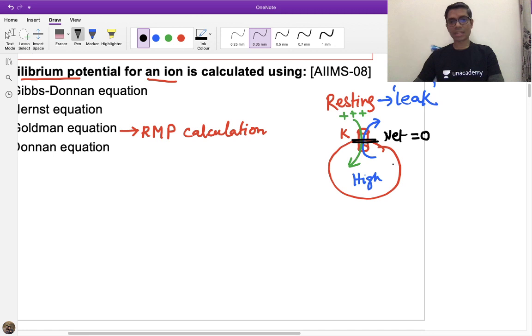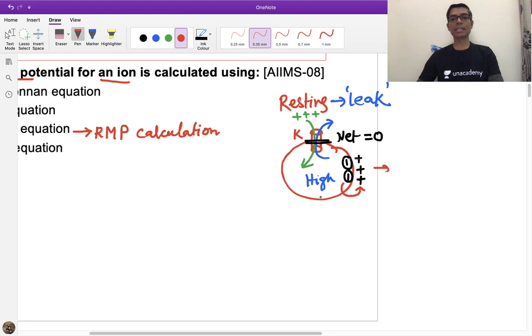In this equilibrium condition, if I measure the inside voltage of this cell membrane in comparison to outside, this voltage can be measured by putting micro electrodes. I will put one micro electrode inside and one micro electrode outside, and in between these two micro electrodes, if you connect a very sensitive galvanometer, then this galvanometer can detect the change of voltage inside the cell, or it can detect the equilibrium potential. So what is equilibrium potential? When the net movement of potassium through this channel is zero, then the potential inside the cell is known as the equilibrium potential.